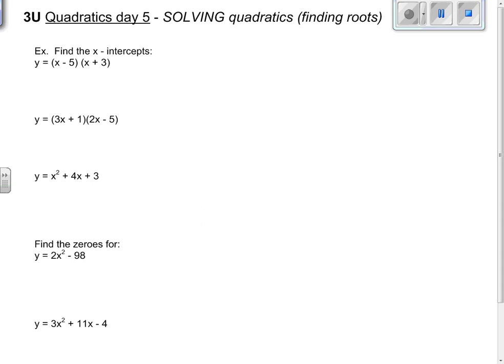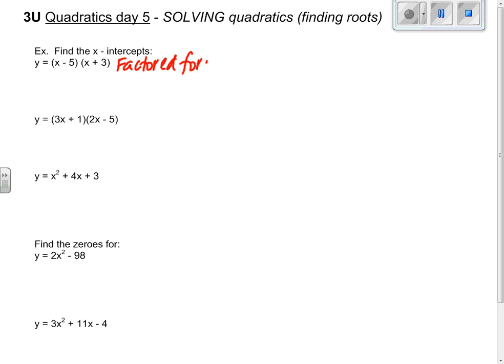All right, grade 11 university, we're on quadratics day 5, and we're on solving quadratics or finding the x-intercepts. I could also say finding the roots, solving, finding the x-intercepts, the zeros, it's all the same question. So for the first one, we have it in factored form, which is the nicest way to find x-intercepts.